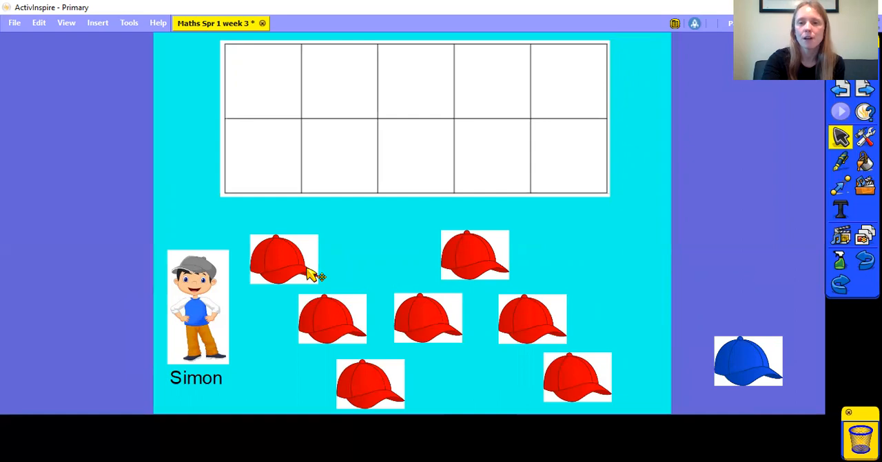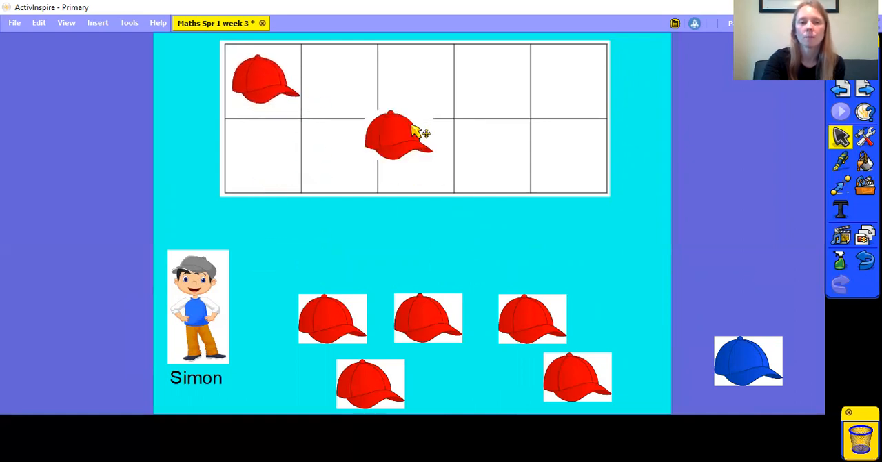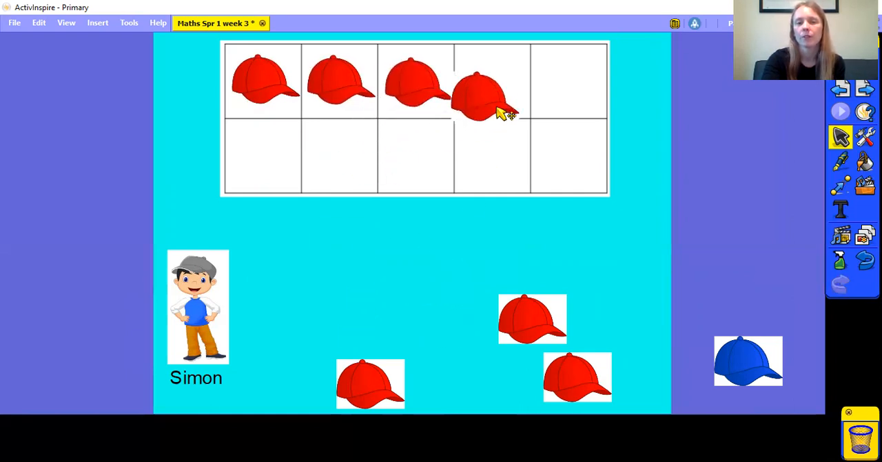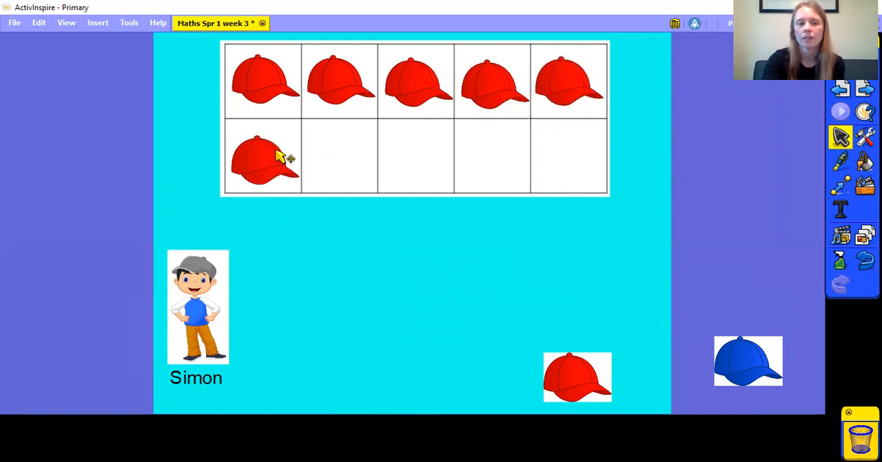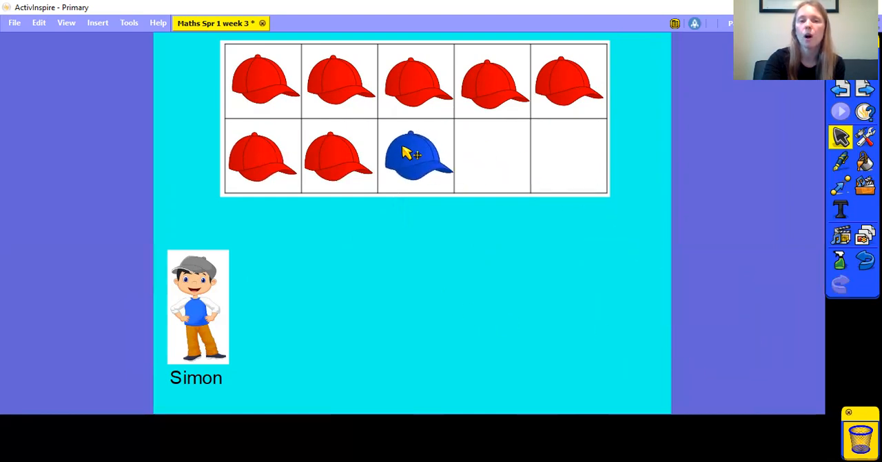Okay, first, Simon bought 1, 2, 3, 4, 5, 6, 7 hats. First, Simon bought 7 red hats. Then he bought 1 blue hat. But how many does he have now?